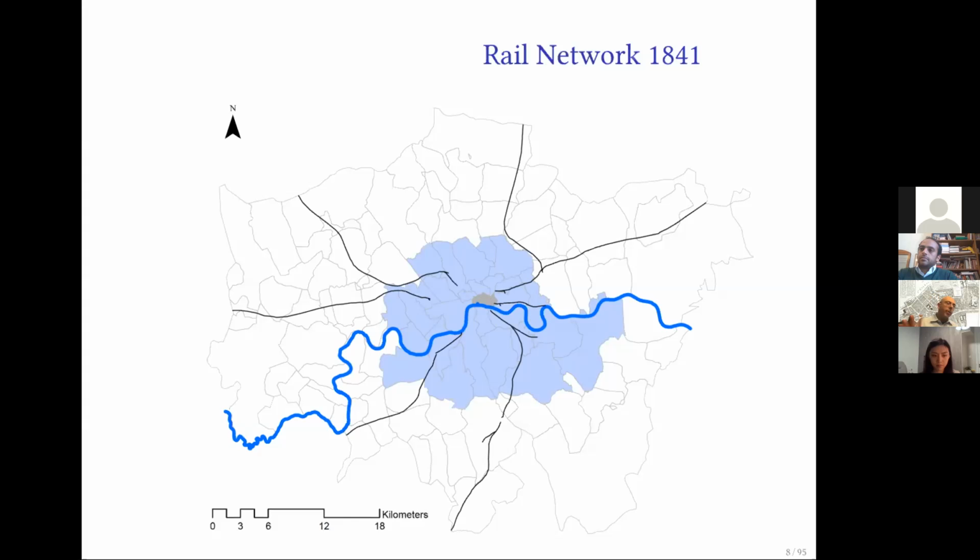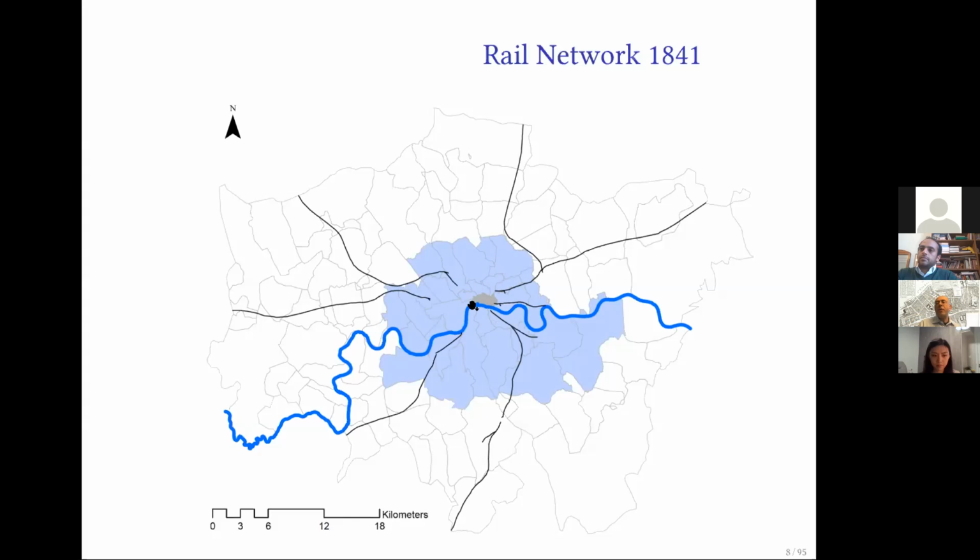And what I'm going to do now is roll forward in time and show you the expansion of the railway network over time. And then the black lines will correspond to overground railway lines, and the red lines as they appear will correspond to underground railway lines. As you can see here, in 1841, there were relatively few railway lines.